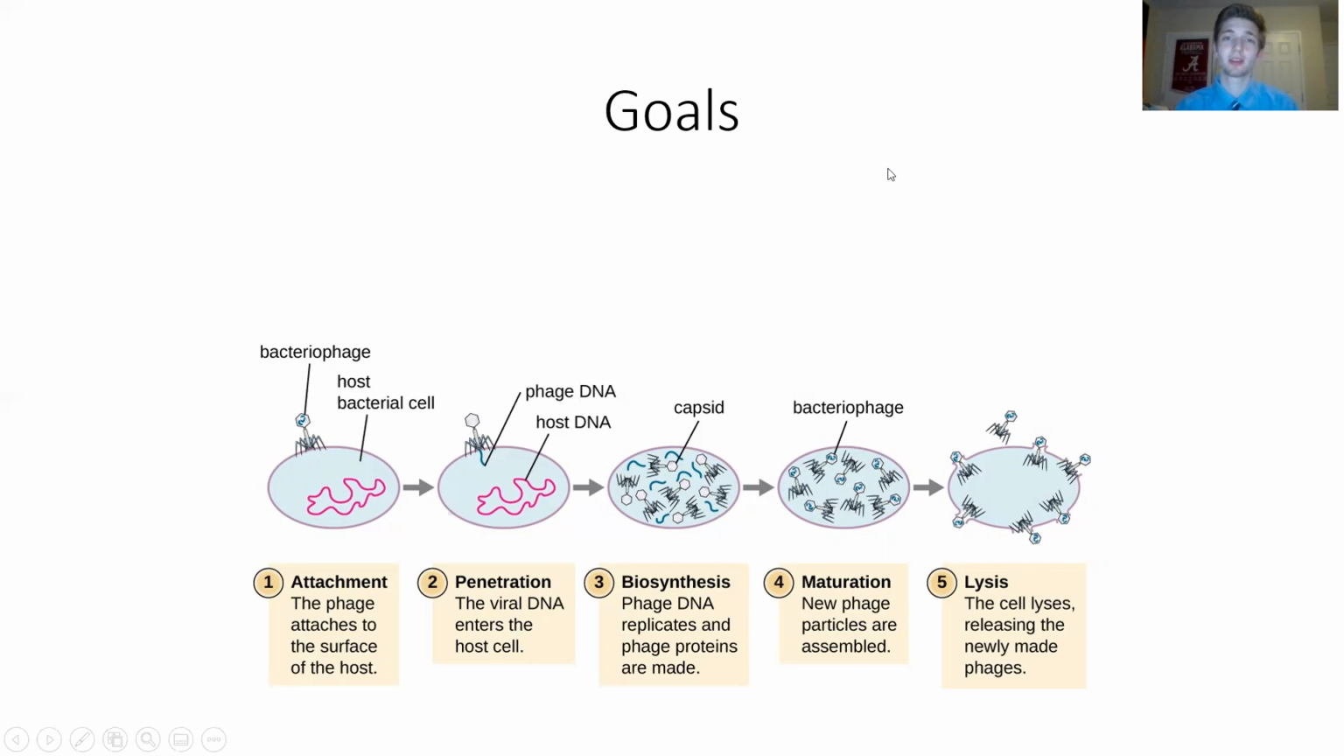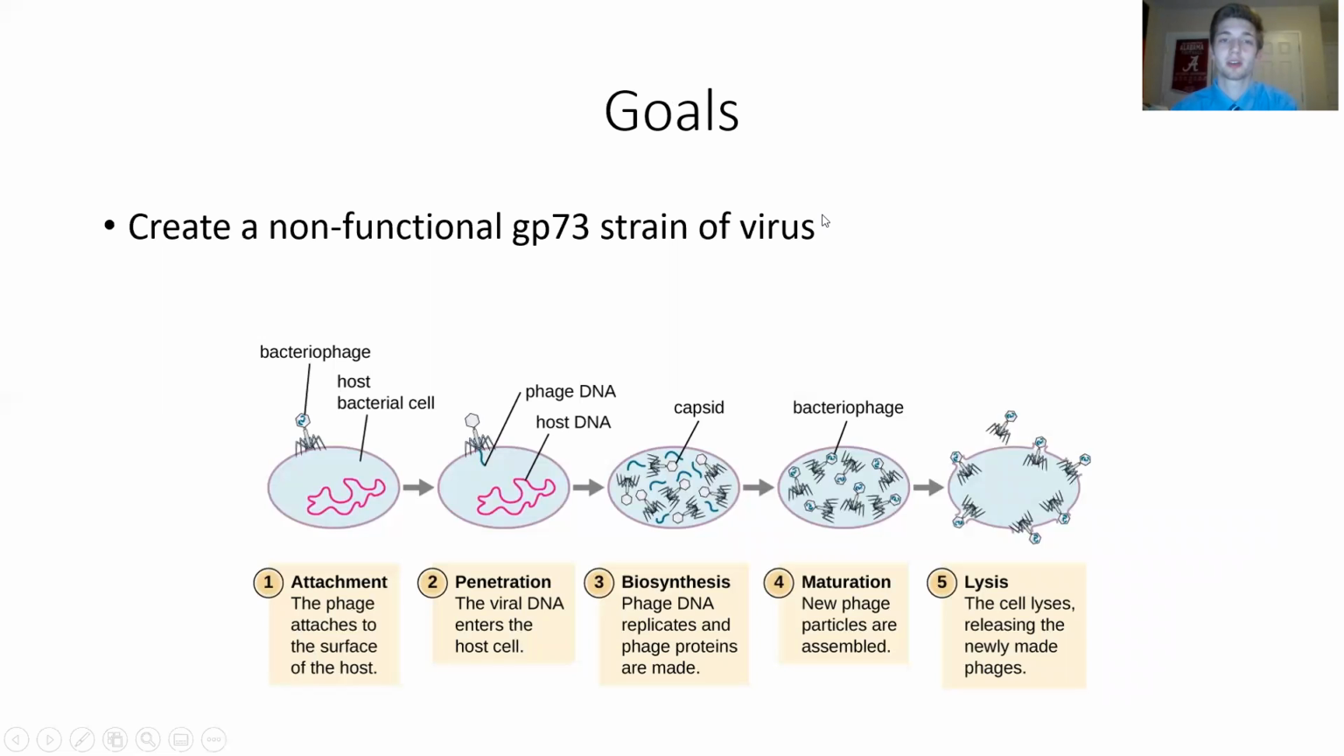This research had two goals in mind. The first was to create a non-functional gp73 strain of the virus. That way we could assess the function in its absence. The second was to assess the function. Most of the groundwork was developing this non-functional gp73 gene and growing it up, and we'll talk more about what still needs to be done later.